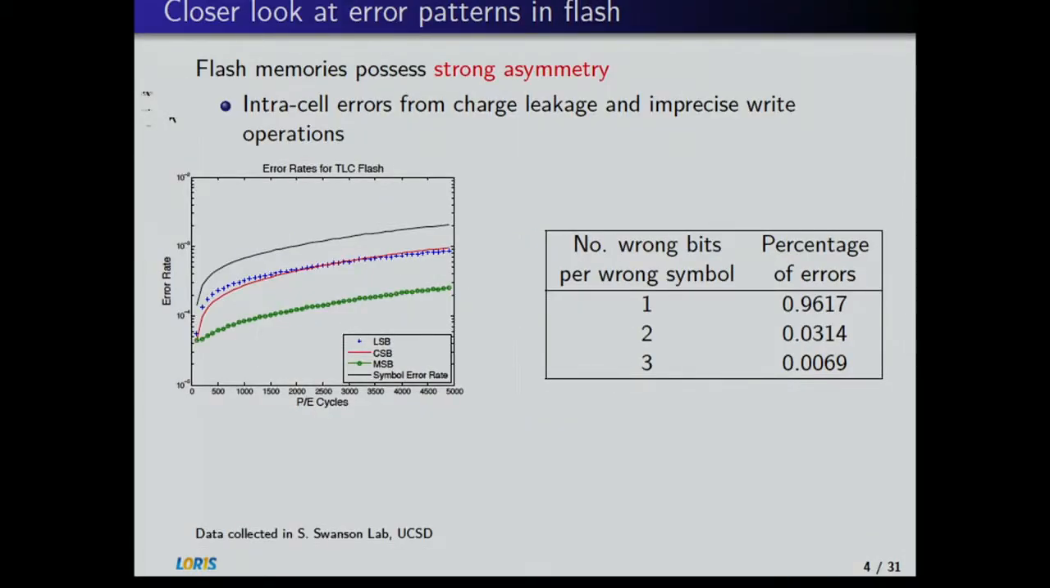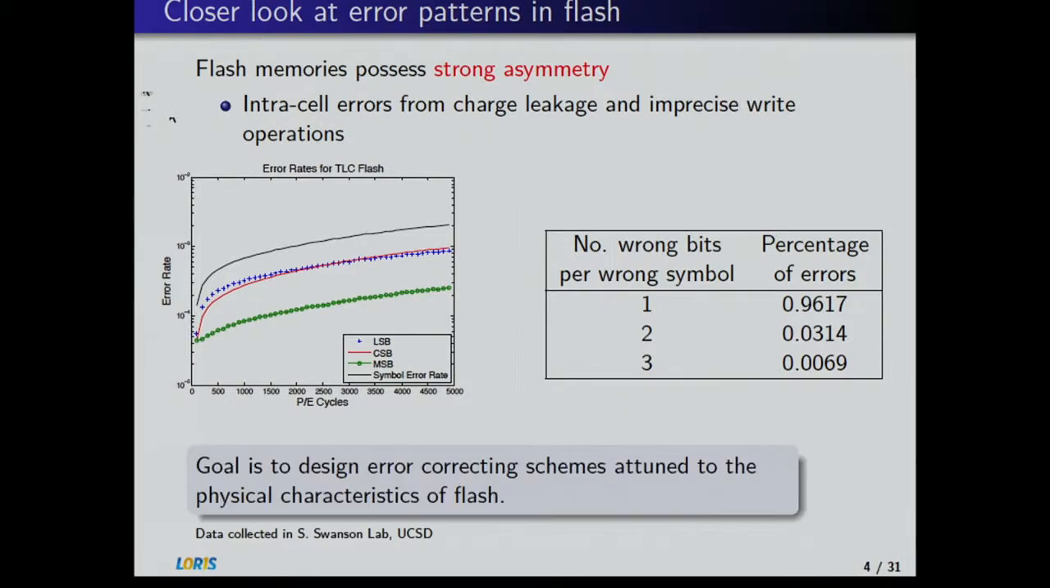As we already established, flash memories possess strong asymmetry. What I'm showing here was collected from a real TLC device. Again, TLC is a device that stores 3 bits per cell. That's just the naming we use. Here we did a careful data collection, and we noticed that most of the time, out of 3 bits in a cell, only 1 bit was in error. Much less frequently 2 bits were in error, and even less frequently 3 bits were in error. Okay, so let's see how we can exploit that.